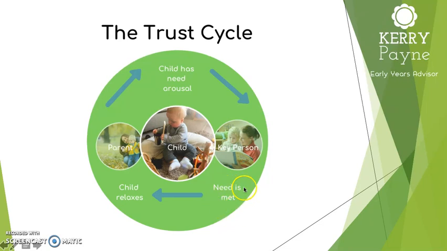And once that need is met by the key person, by the parent, the child can then relax, and this whole cycle is known as an arousal and relaxation cycle. And so the way the theory goes is that if a child exists in this arousal and relaxation cycle, they start to develop a pattern of thinking that their trusted caregiver will meet their needs within a set time frame.